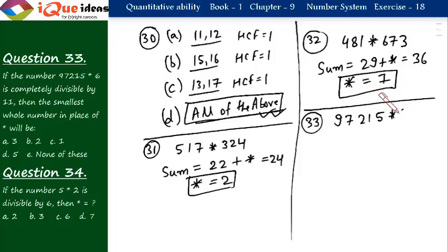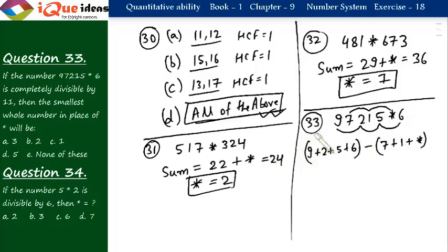9721*6 is completely divisible by 11. Now remember, what is the divisibility method for 11? We add all the digits at odd places, then we add all the digits at even places, and then we take the difference. Let's say the sum of digits at odd places will be 9 plus 2 plus 5 plus 6. So I'll write everything: (9 + 2 + 5 + 6) minus (7 + 1 + star). This difference should be divisible by 11, or it may be 0 also.